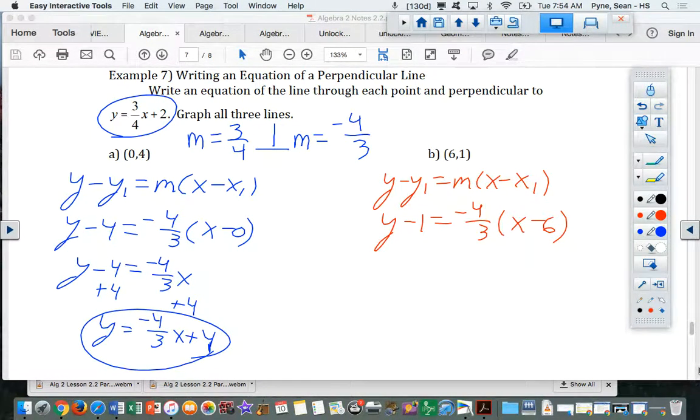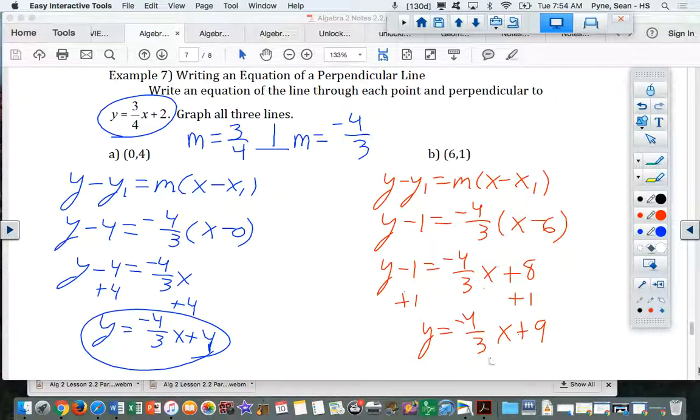What do I do? Crystal. Times -4 over 3 with x at -6. Excellent. And they give me a positive 8, right? Okay, and my last step. Yeah, 1. Very good. -4/3 x plus 9 is what you should have had. If you had that, awesome.